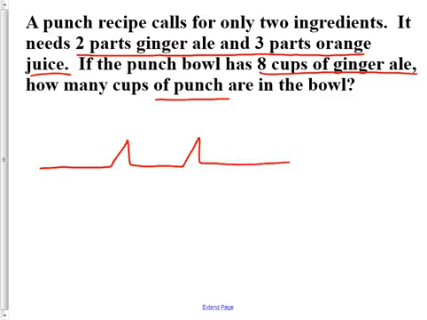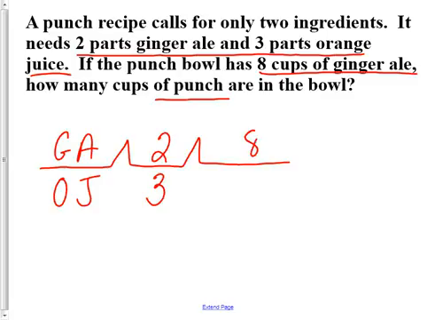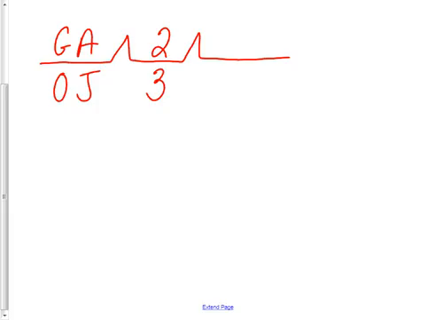Most people start to set this up as a bridge map, and they say, well, I'm looking at the parts of ginger ale to the parts of orange juice. And it's 2 parts ginger ale to 3 parts orange juice. And then they go to put the 8 there. Well, it does say we have 8 cups of ginger ale. But the problem is we're not looking for how many cups of orange juice. We're looking for how many cups of punch. So we cannot set this up that way. It won't work.